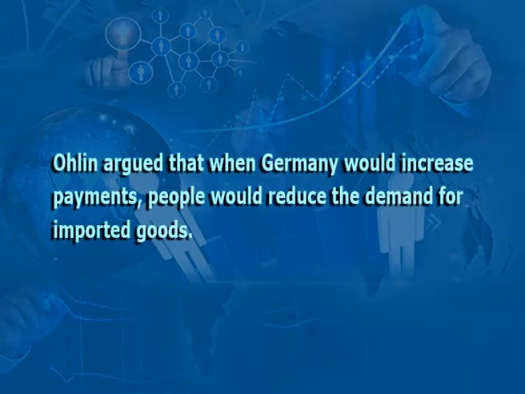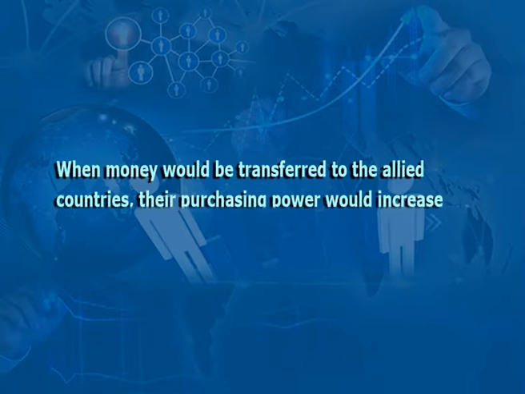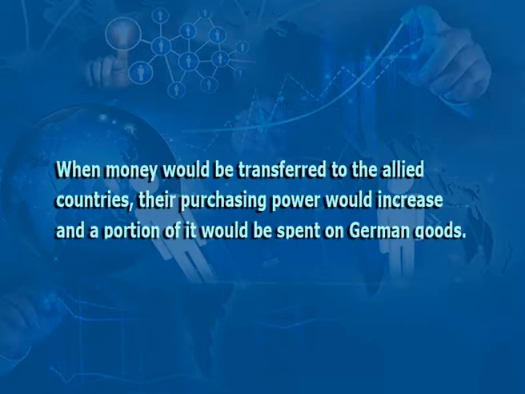On the other hand, Ohlin argued that when Germany would increase payments, people would reduce the demand for imported goods. When money would be transferred to the allied countries, their purchasing power would increase and a portion of it would be spent on German goods. Thus, there would be a reduction in imports and an increase in exports of Germany without worsening its terms of trade.